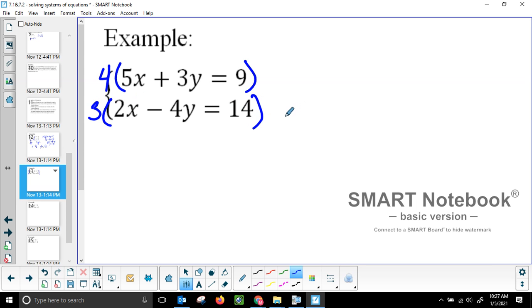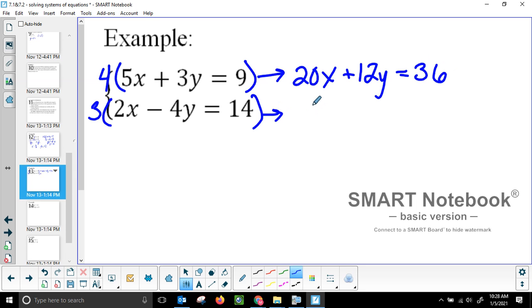Now you do have to be very careful that you multiply the entire equation, okay? Not just the left-hand side, not just the term with the y, but every single piece of it, okay? If you don't do that, then you're actually changing the equation. All right, so when we do that here, we're going to get 20x plus 12y is equal to 36. And down here, we will get 6x minus 12y is equal to 42.